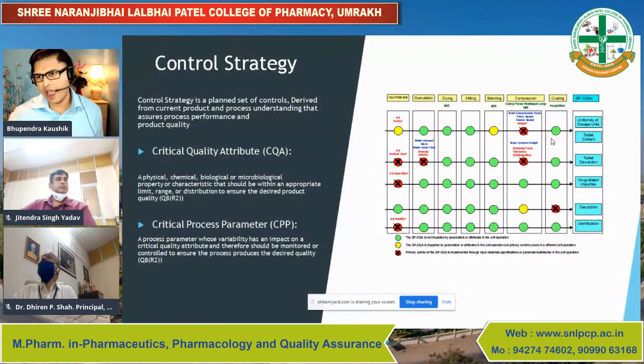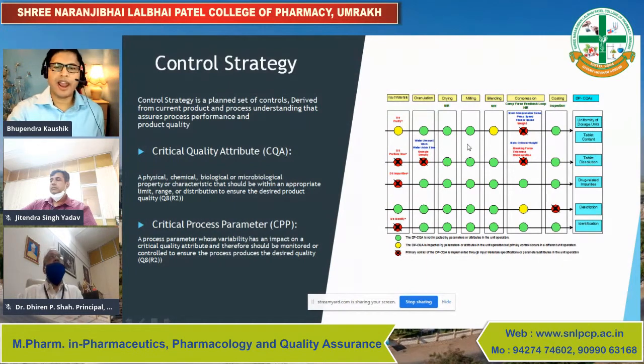So on the right side, what I have here is looking at the listed CQAs, which I mentioned earlier: identification, description, impurities, dissolution, content uniformity, and content. Okay. What I also have here is input variables in the first column, and then moving from your input to granulation process, drying process, milling process, blending, ultimately compression and coating.